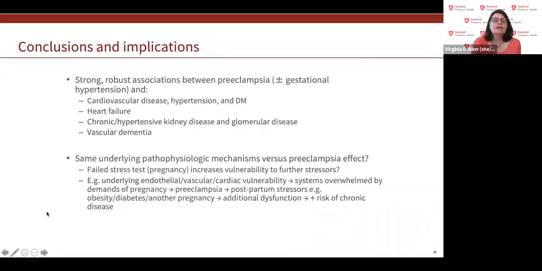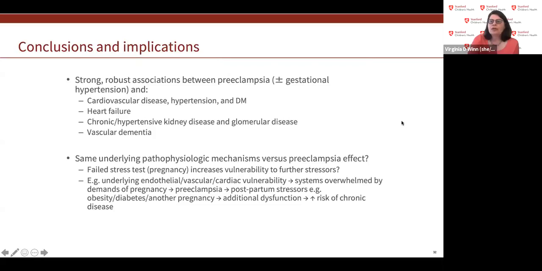So, conclusions and implications. There is a strong, robust association, with studies that have been done over the last decade or more, between preeclampsia, hypertensive disease in pregnancy, and cardiovascular disease, hypertension, diabetes, heart failure, particularly chronic hypertensive kidney disease, glomerular and proteinuric, and vascular dementia.